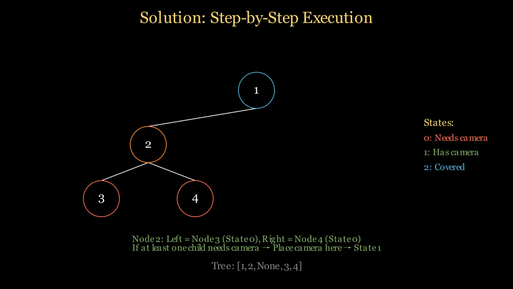At node 2, we check its children's states. The left child is node 3, state 0, and the right child is node 4, state 0. Based on these states, node 2 is in state 1, which means has camera.